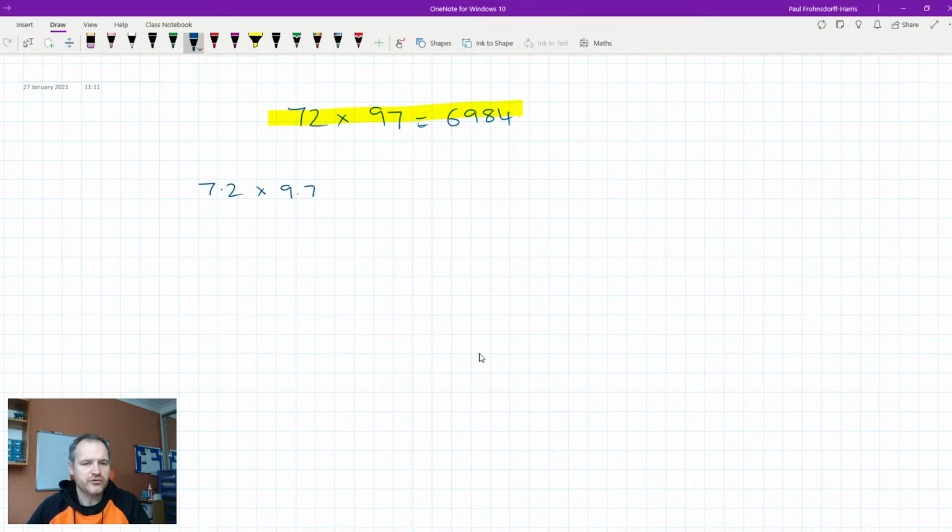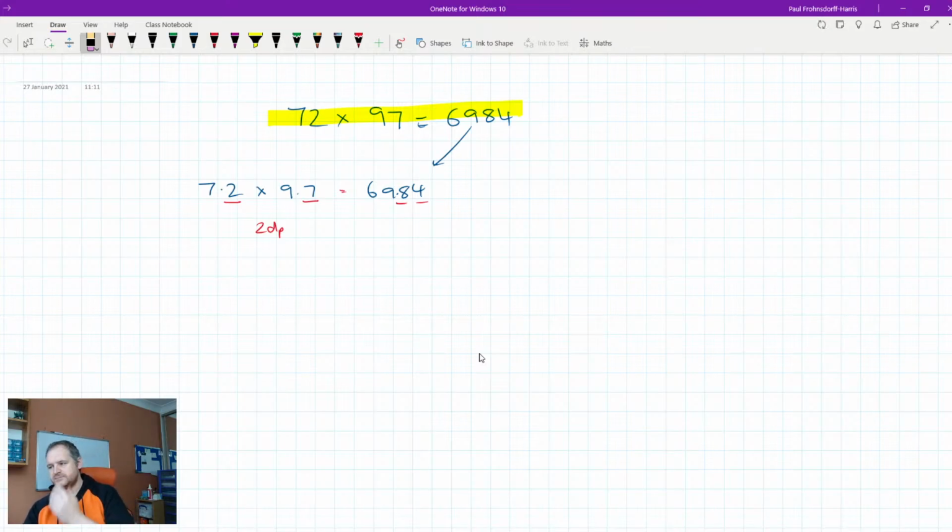So the first thing you're going to do is go, okay, well, I've got 1 decimal there and 1 decimal there. So that is going to be 2 decimal places in my answer. Therefore, I'm going to go 6984 again, just like here, look. But I'm going to put 2 decimals in the answer. So it's going to give us an answer of 69.84. Because we need to make sure that the decimal point is in the right place. And that is how we can use that number fact.